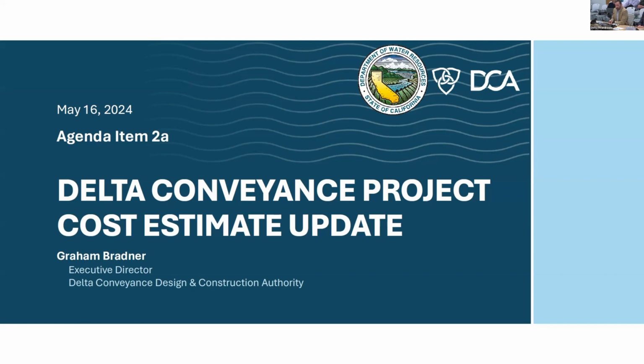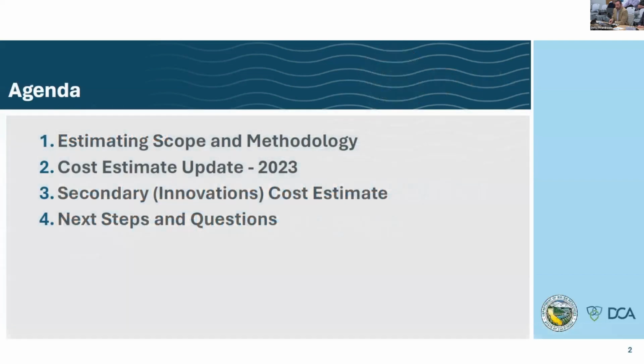So with that, I'm going to try and proceed. First, I'll start with estimating scope and methodology. Then get right into the estimate update. It's in 2023 dollars, hence flagging it as 2023. We do have a secondary estimate that we're also looking at. This is incorporating some potential innovations just to provide some insight into how the project can evolve through value engineering. Then next steps and questions, and then immediately through that, we will roll into Dr. Sunding's presentation on the benefit cost analysis. So although it is kind of one item, this is the agenda for the first piece of it.